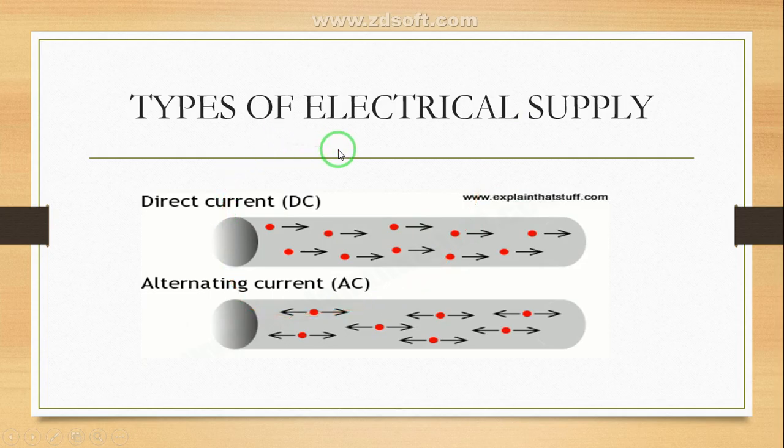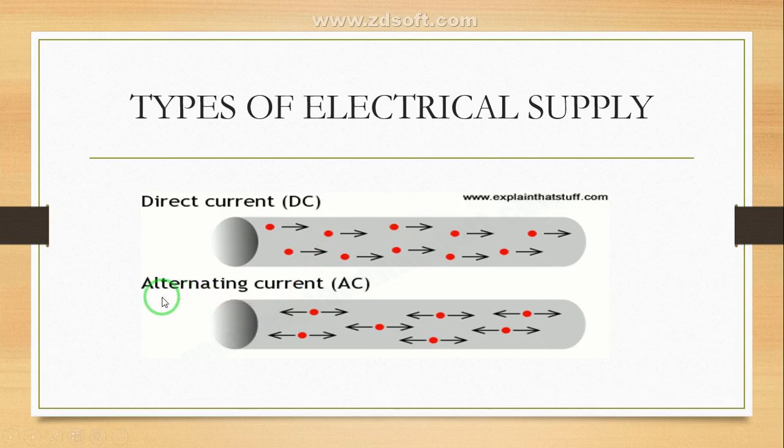Types of electrical supply. The electrical supply is classified into two types: one is DC and the second one is AC. DC stands for direct current, AC stands for alternating current. In DC, the electrons move in only one direction, from start to end in a single direction. For that reason, every parameter in direct current maintains a constant magnitude and constant direction. There is no change in any parameters.